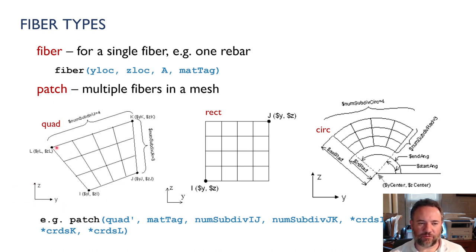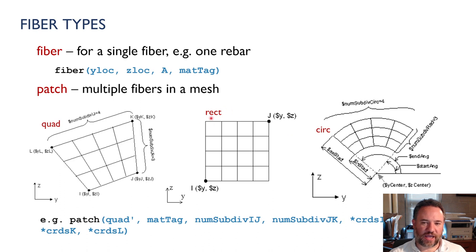Okay, so I can just say I have one fiber here, one fiber here, one fiber here, one fiber here. I could define each of these fibers individually if I want, or I can make a patch which makes the fibers all at once. So here's a quad patch. It's just a general quadrilateral, right? And I just define the four corners and I divide how many subdivisions I want. So that'll define how many fibers I have in this direction, how many I have in this direction, and it will automatically set all those up for me.